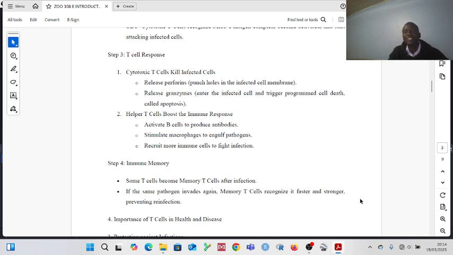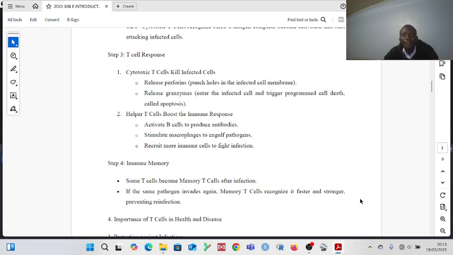How does it do the killing? One, it punches holes on the cell membrane of the infected cells. So it releases perforins. The perforins will now begin to make holes on the membrane of the infected cell. Then the other mechanism through which it can kill these infected cells is by cell death, the programmed cell death, what we call the apoptosis.